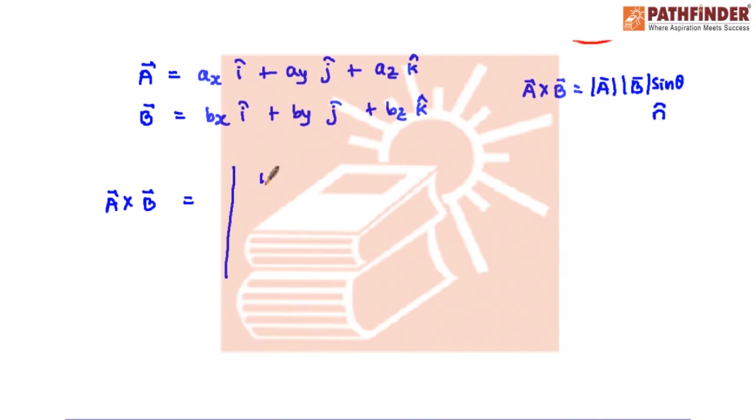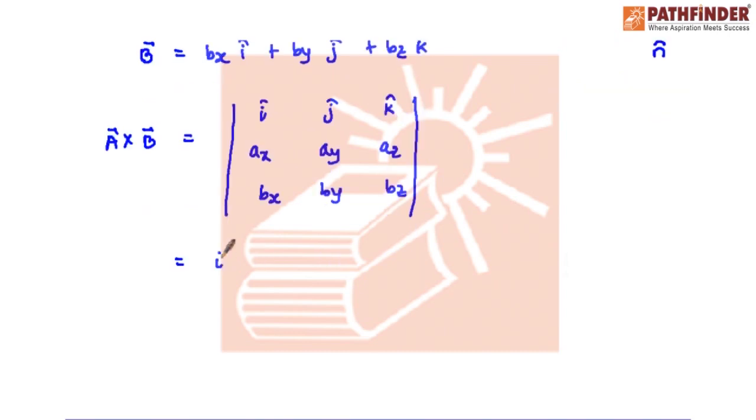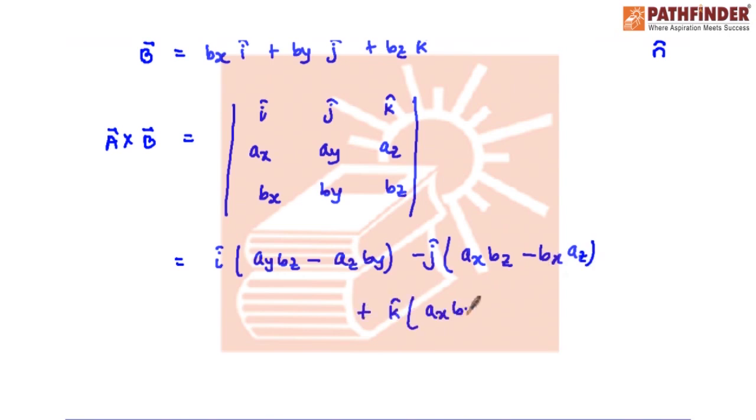So we make a box i cap, j cap, k cap. The parameters of a, that is ax, ay and az, will become this second row, and then b will become the third row. So if we open this determinant box, we will obtain the result of a cross b. So we can write it this way: i cap (ay bz minus az by) minus j cap (ax bz minus bx az) plus k cap (ax by minus bx ay). So this is how we write the formulation for a cross b.